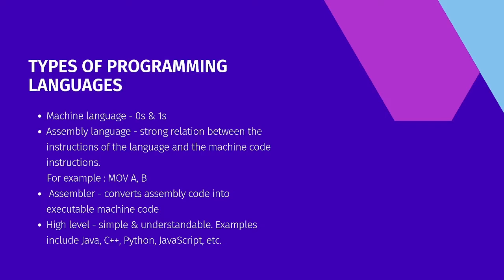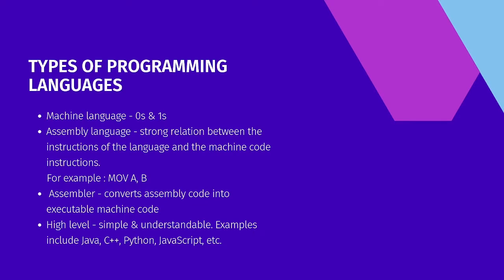First, we have assembly languages. It is any low-level language in which there is a strong relationship between the instructions of the language and the machine code instructions. For example, the instruction move A, B means save the content of B into A register. So what are registers? Registers are small storage locations in the central processing unit which are used for faster access while performing various operations. Now the assembly code is ready.